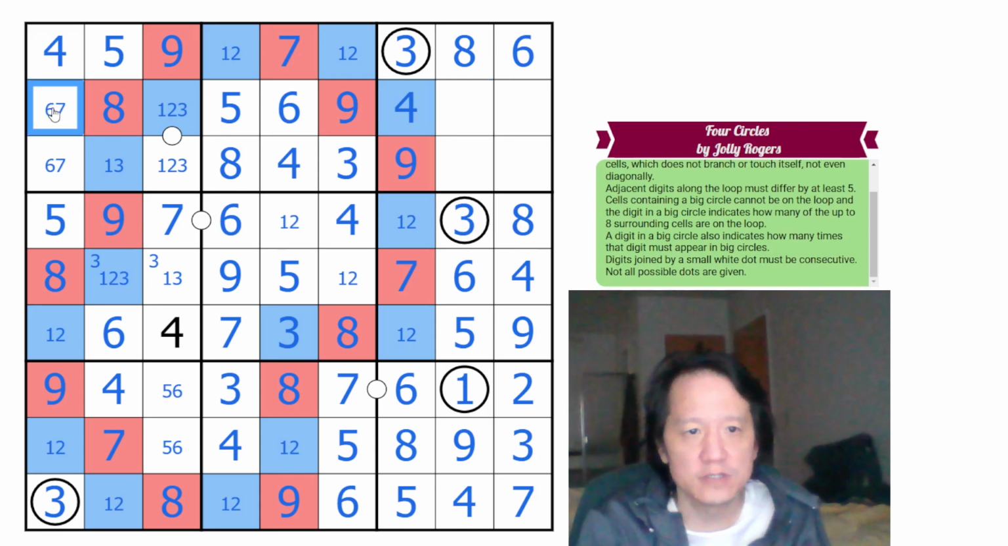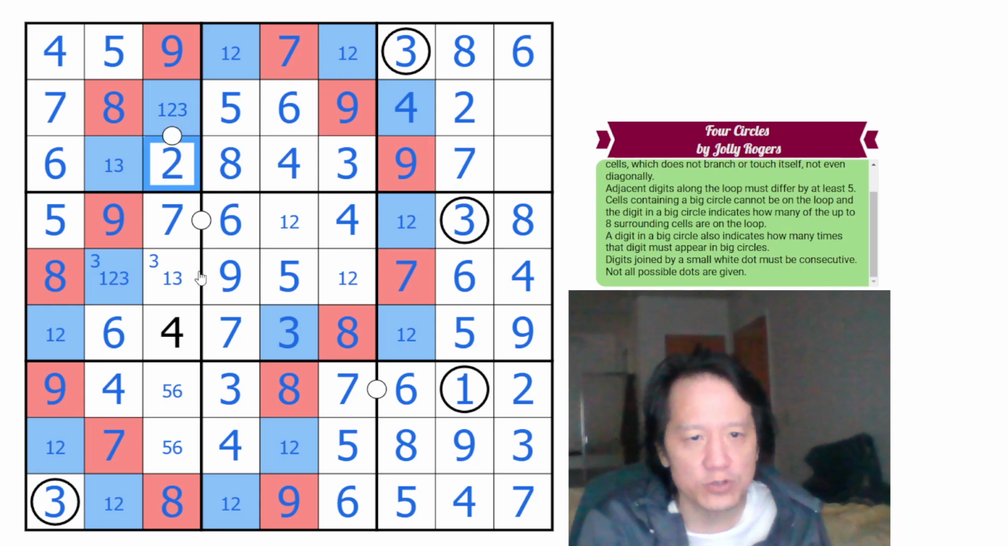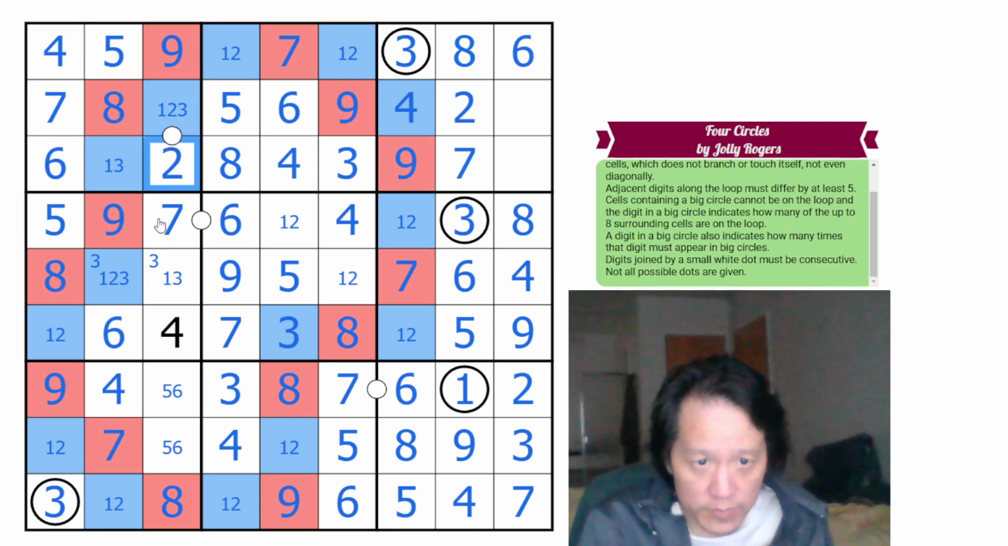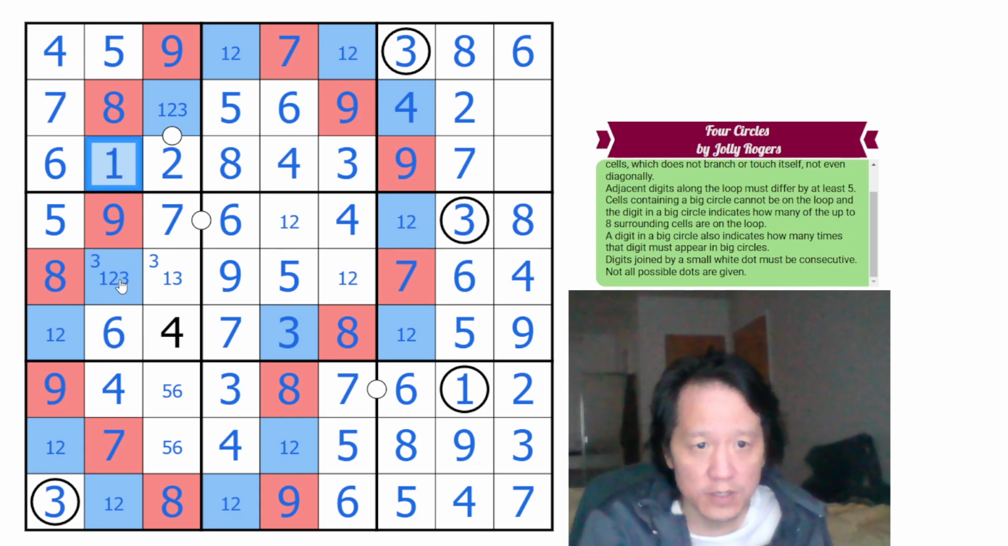This can't be 6, so this is 7, which makes that 6, so therefore this can't be 2. So this, sorry, this can't be 7, so this is 2. This is 7. This can't be 2, so now this is the 2. This can't be 3, so this is 1. This can't be 1, so this is 2, which makes that 1, which makes this not 2. This makes that 1, which makes that 2.